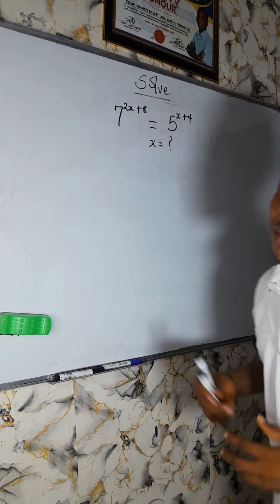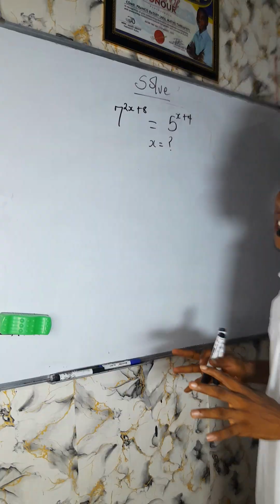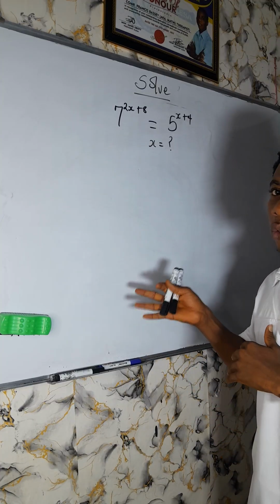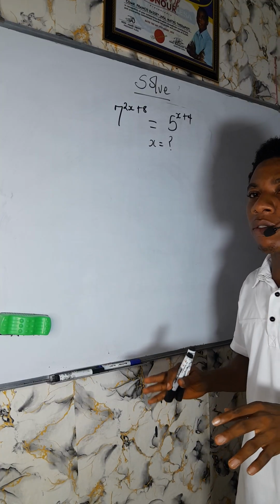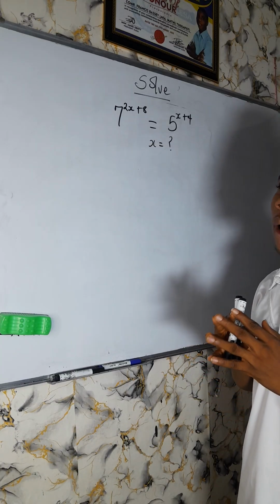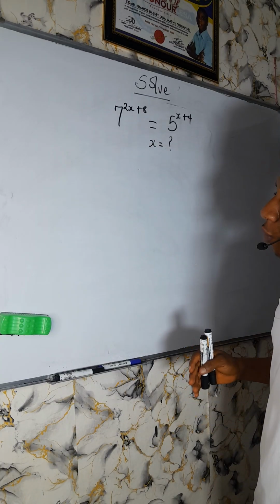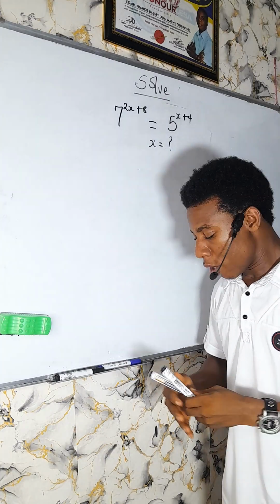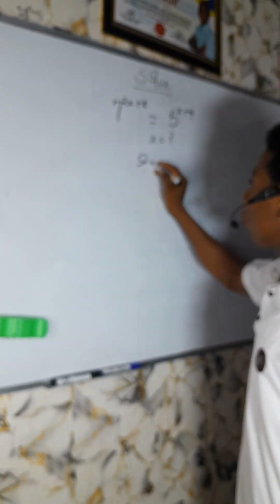Hi, so we have this interesting question here on the board. Very technical, but very simple. I have many ways to solve this question, but let me use the simplest method. The question is: 7 raised to the power of 2x plus 8 equals 5 raised to the power of x plus 4, and we are asked to find the value of x. So let's start with the solution.